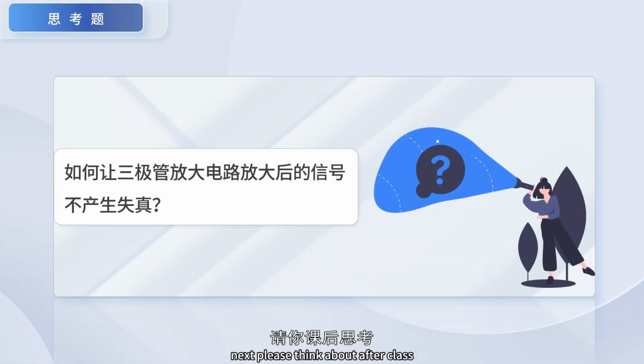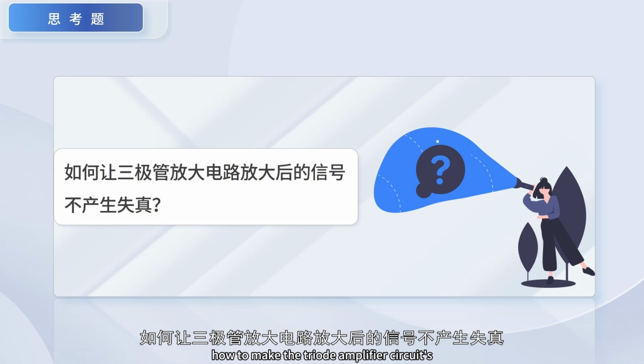Next, please think about after class how to make the triode amplifier circuit's amplified signal without distortion.